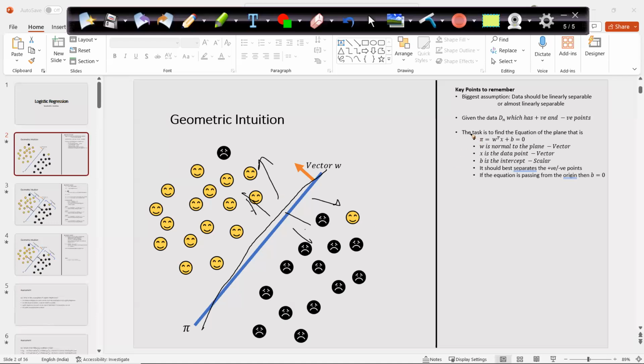So here you can see, what is my task? My task is to find the equation of a line or a plane which will best separate the positives and the negatives. That is the whole idea. So that is the mathematical equation which you have to solve, where you can say it's an optimization problem.